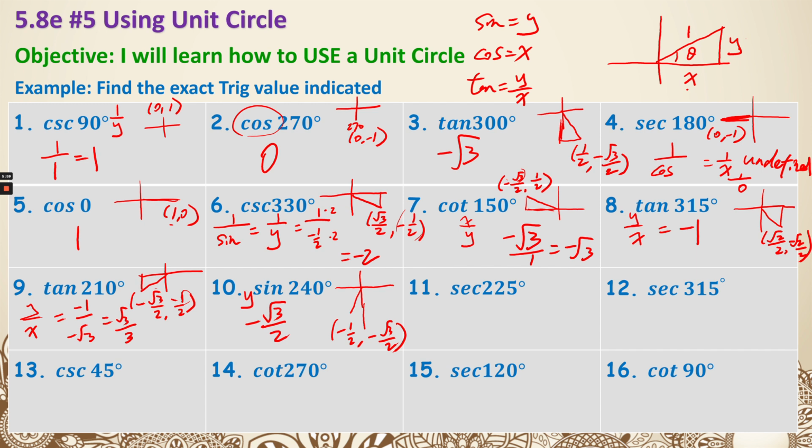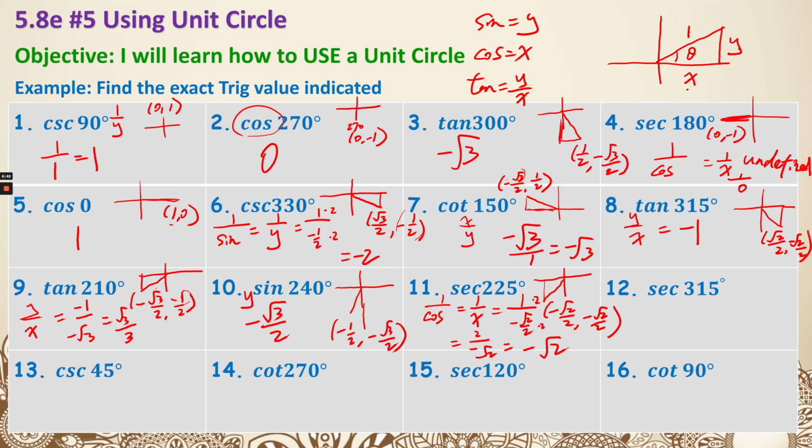Number 11, secant 225 degrees. 225 is right in between 180 and 270. So it's going to be a 45, 45, 90 triangle, which means the values have to both be negative square root of 2 over 2 for x and y. Secant is 1 over cosine. Since cosine is x, this is also 1 over x. So basically it's 1 over negative square root of 2 over 2. Same thing, multiply the top and the bottom by a 2. That will give you a 2 over negative square root of 2, which simplifies to be negative square root of 2.